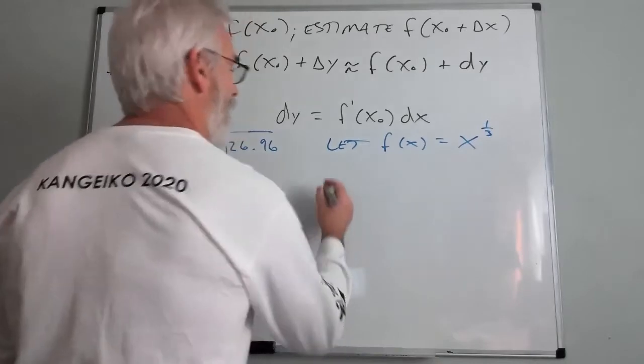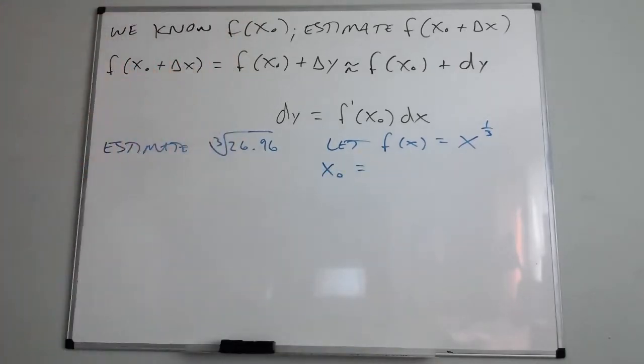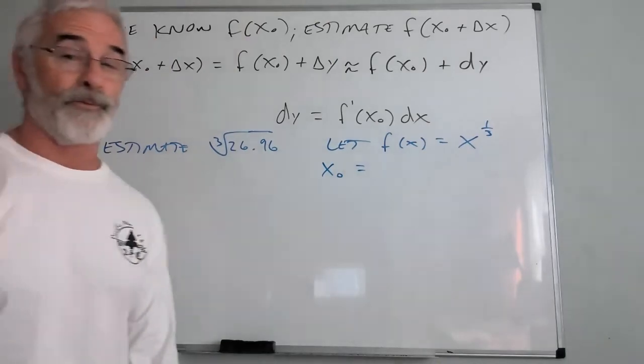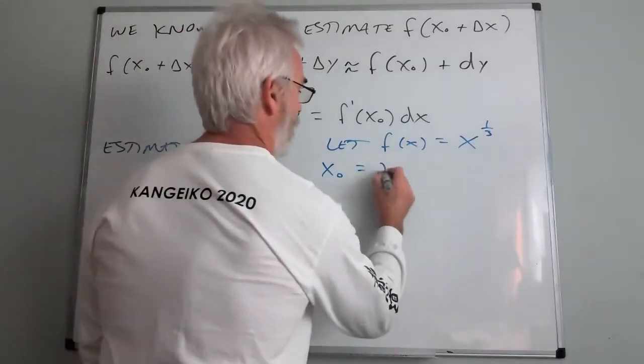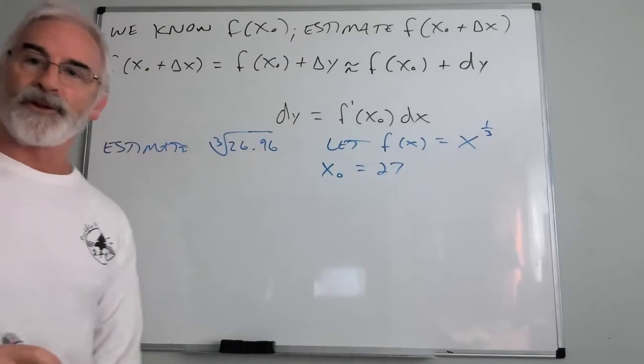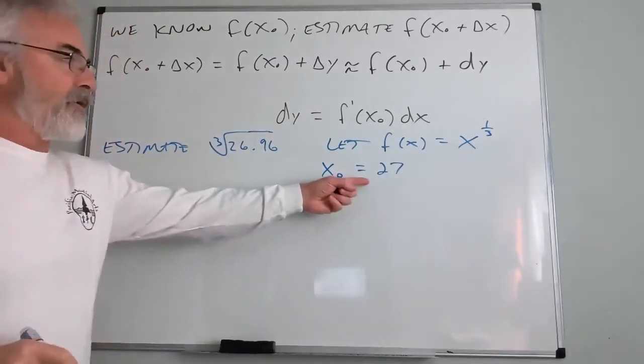Now, what should my happy number be? What is my x0? Well, I don't know the cube root of 26.96, but I do know the cube root of 27. So you pick your happy number to be the closest easy number you could work with. Okay, so that's a no-brainer.